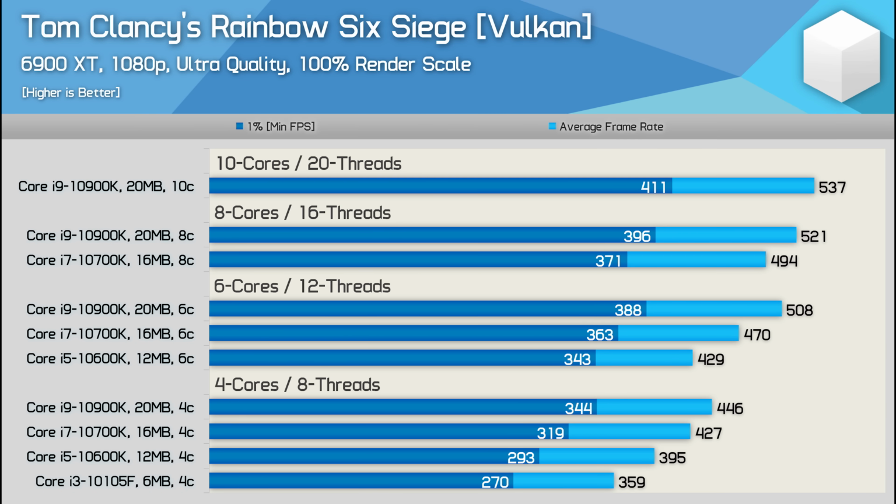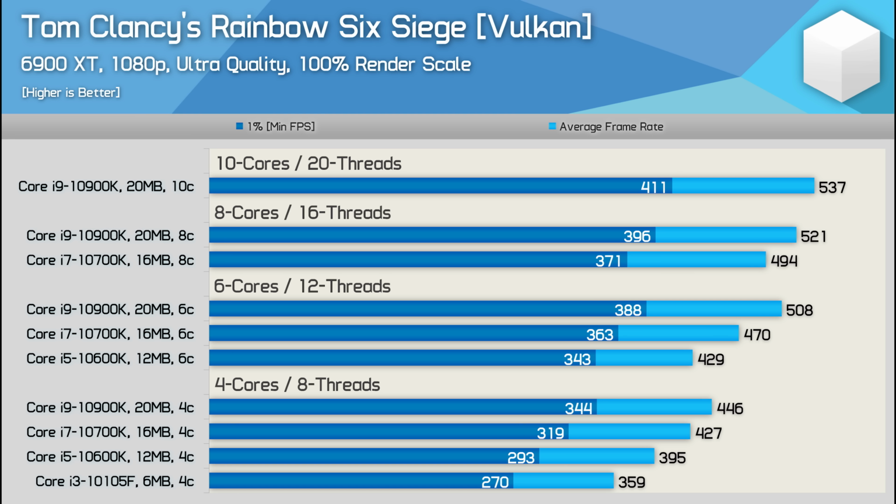We'll start with Rainbow Six Siege, as previously this was the title that saw the most significant performance differences when comparing the various cache capacities. For example, with all CPUs locked to 6 cores, we saw a massive 18% increase from 12MB to 20MB of L3 cache. Now with just 4 cores enabled, the margin from the 10600K to the 10900K actually reduced to 13%, so quite a bit less than the margin seen with 6 cores enabled.